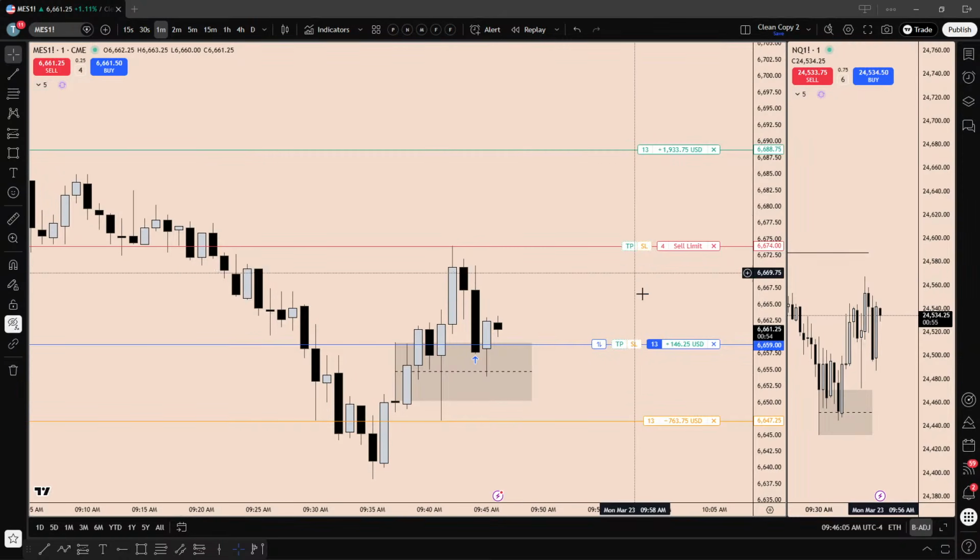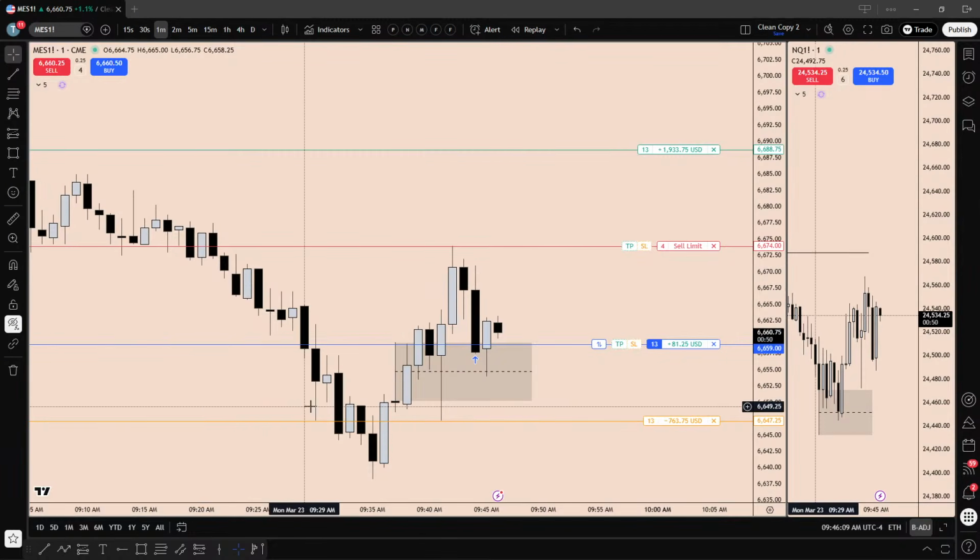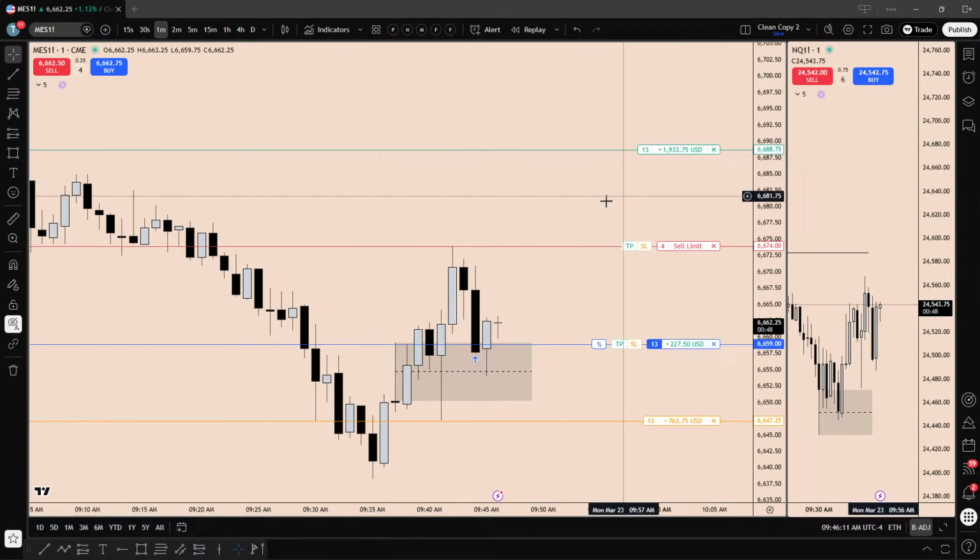If we can get this partial, we'll be pretty quick to go break even. Price is a little bit wonky this morning. So we want to just secure some and be able to, yeah, secure that pretty much, right?